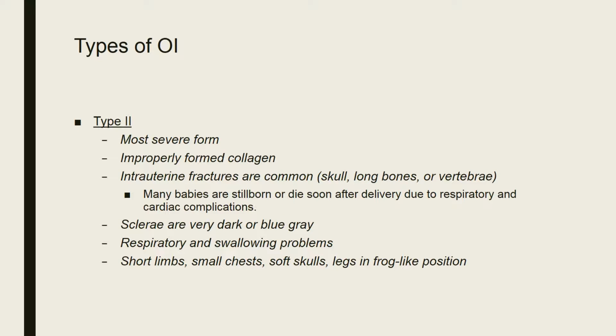Type 2 is the most severe form, and here they have improperly formed collagen. So type 1 was the least affected, and they had formed collagen. Here it's improperly formed. Unfortunately, since it is severe, many babies are stillborn or they die soon after delivery because, again, of their respiratory cardiac complications. They have higher incidence of in utero fractures in the skull, the long bones like their legs, their arms, the vertebrae, those sorts of things.